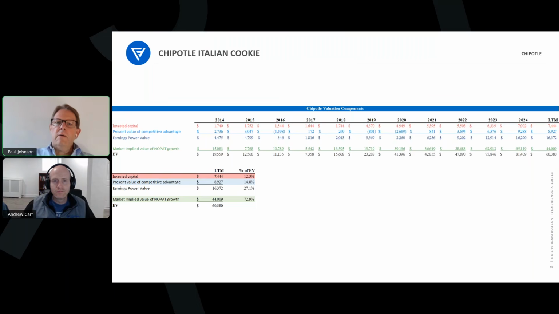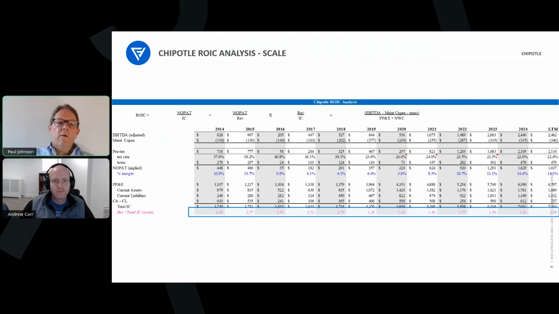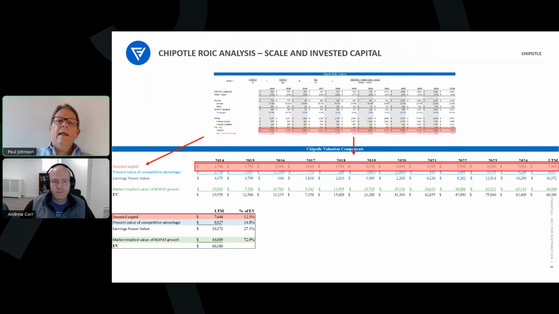All right, so this is where I do an ROIC analysis. You saw that already. That's where you get your scale. That's where you get your no PAT. So I use invested capital to do the invested capital layer. That's exactly the historical invested capital. Yes, there are flaws. It's historical. There's no intangibles. We go into details in the course on that. I'm not going to today.